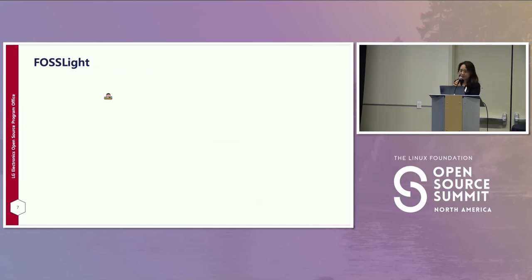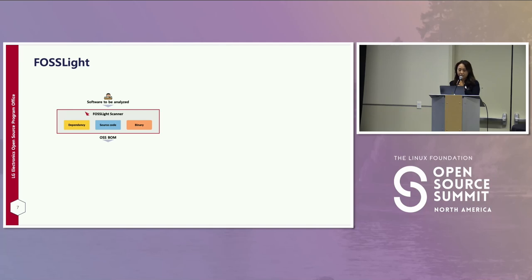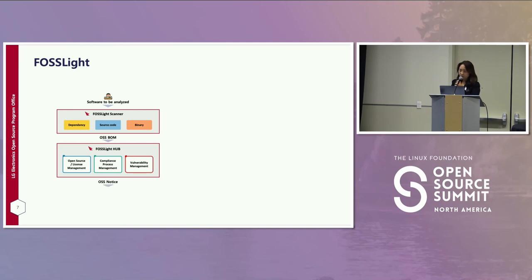FOSSLight consists of scanner and hub. FOSSLight scanner is a tool that scans dependencies, source code, and binaries. While FOSSLight hub is a system that manages everything related to open source. We automated the open source compliance process in the hub using the scanning result, the OSS open source BOM, open source bill of materials. And after using FOSSLight hub, we make the open source software notice and package. I explain this in the next slide.